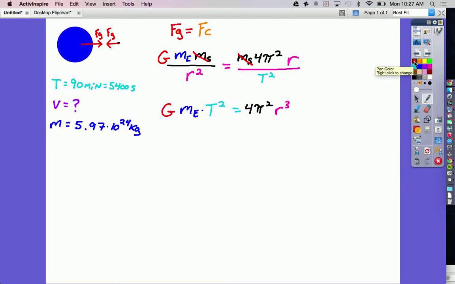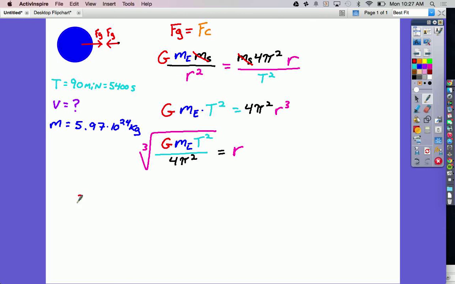So on the left side, I'm now going to have big G, mass of the Earth, t squared, all over 4 pi squared. And that would give us r, actually would give us r cubed, but we're going to do the cube root. And now we just have to plug in our numbers and solve. A lot of big numbers here, so hopefully we can fit them all in.